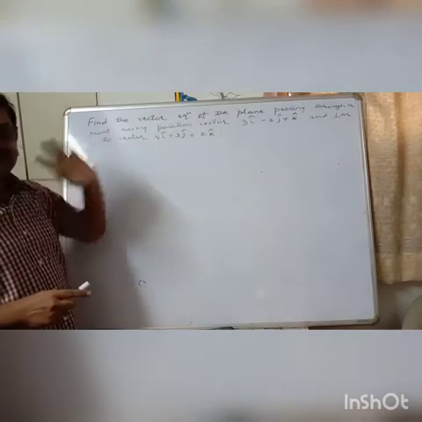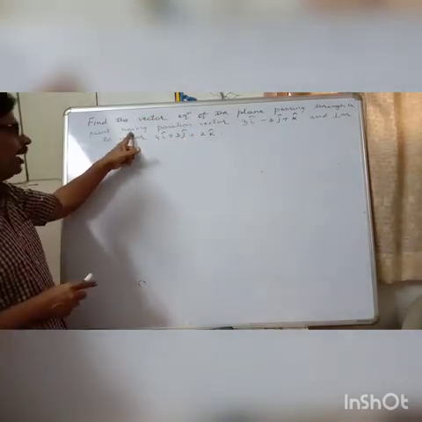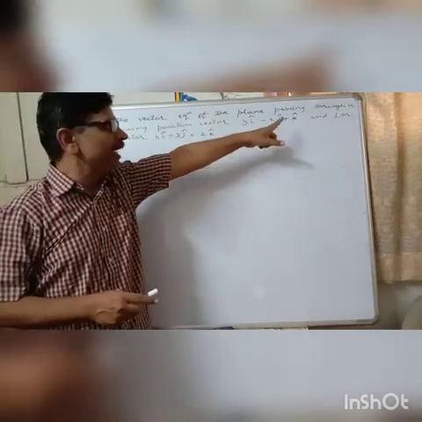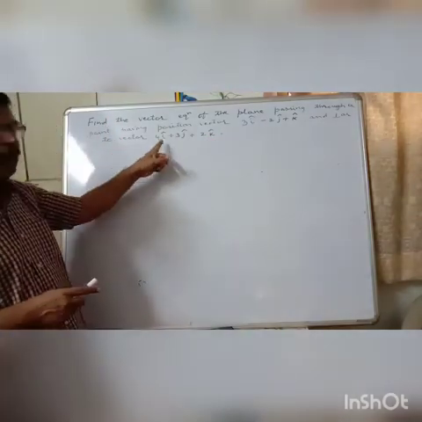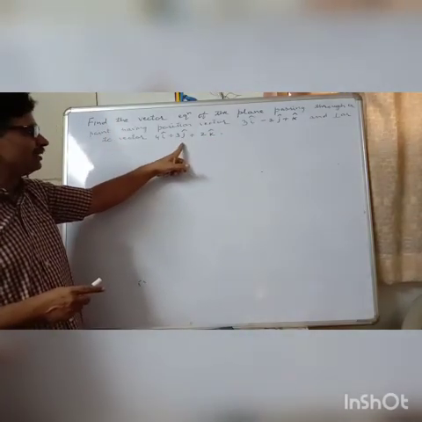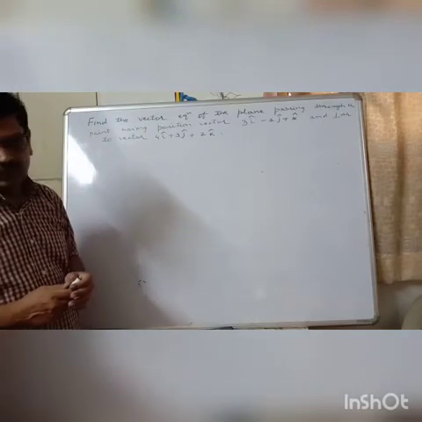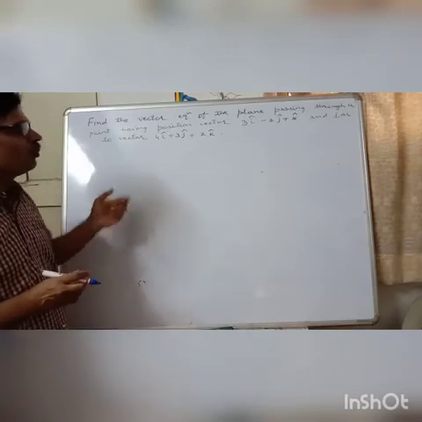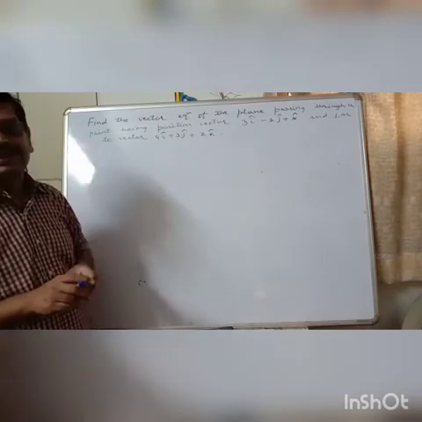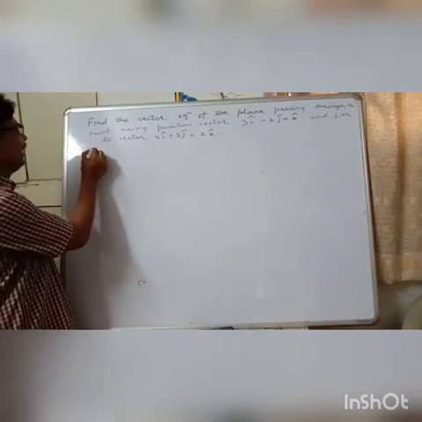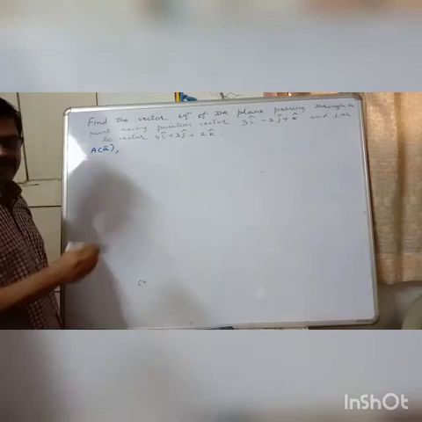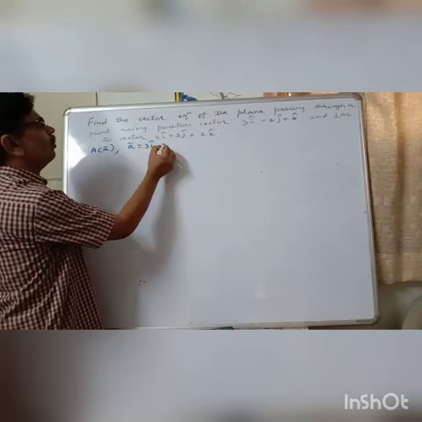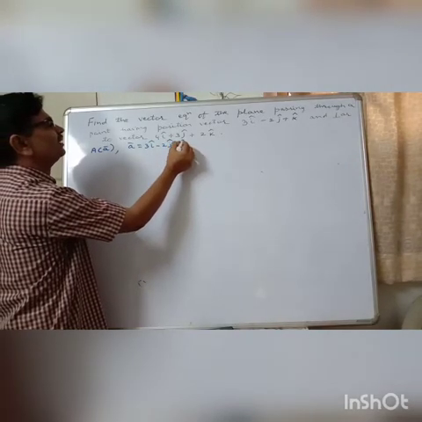Find the vector equation of plane passing through a point having position vector 3i minus 2j plus k and perpendicular to vector 4i plus 3j plus 2k. So in this example, position vector of one point in the plane is given. Suppose it is point A with position vector A bar. So here A bar equal to 3i minus 2j plus k.